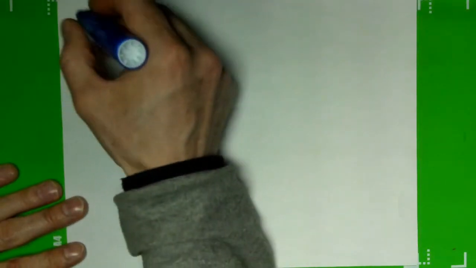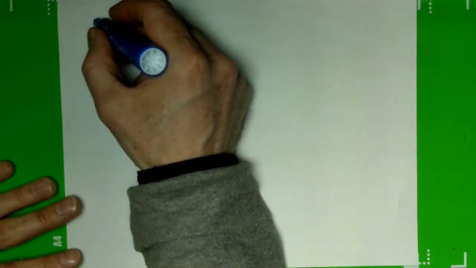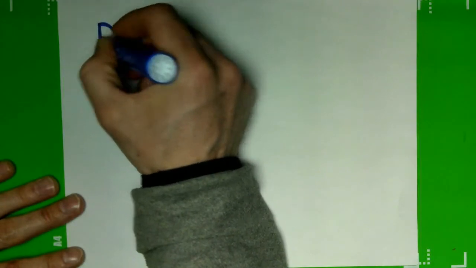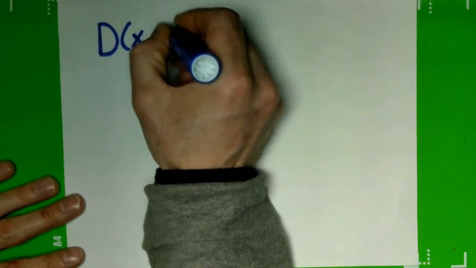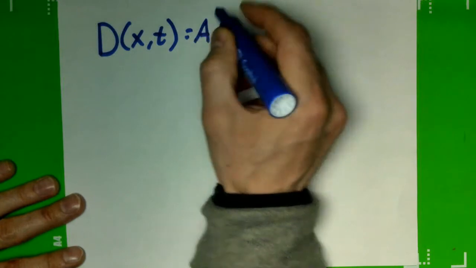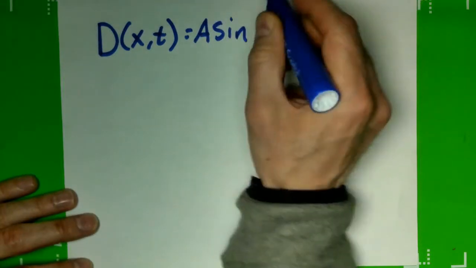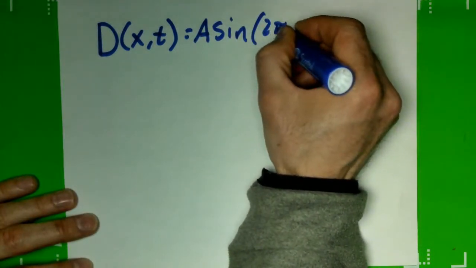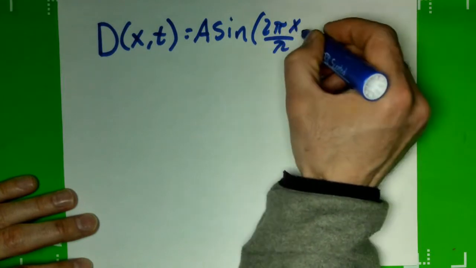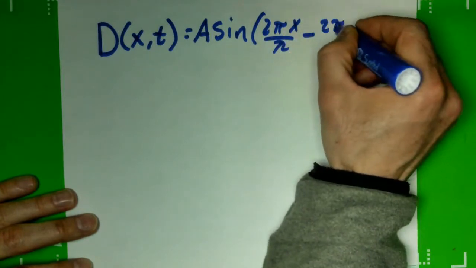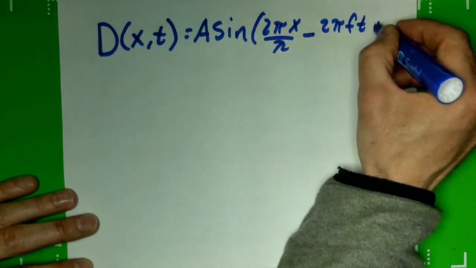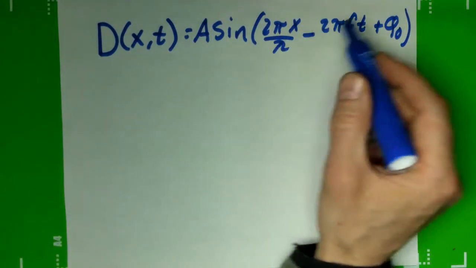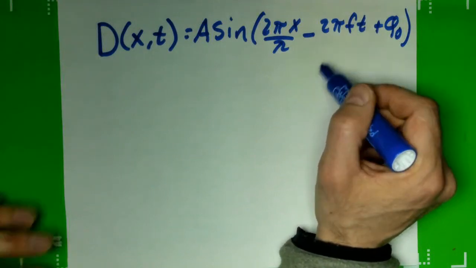So the displacement equation is very important, but it can be written in a lot of different ways. So one way to write it is like this: sine of 2 pi x over lambda, subtract 2 pi f t, plus phi 0. Okay, that's one way to write it in terms of the wavelength and the regular frequency.